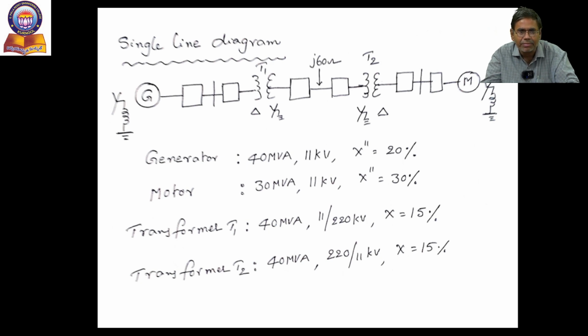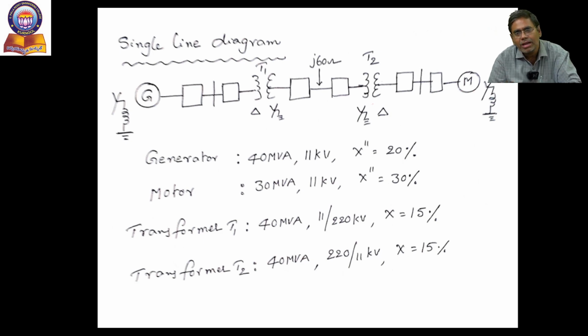In this example, the first is one generator unit, and the second is a transformer, T1, which is a step up transformer. Another is a transmission line, j60 ohms. Then T2 is a transformer nearer to the motors or loads, so it is considered a step down transformer. Here there is one motor.